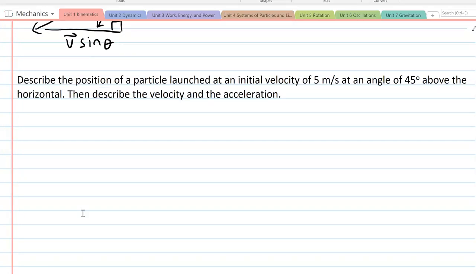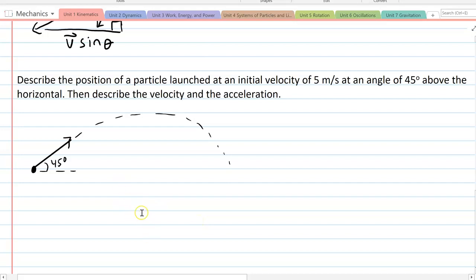So the first part tells us to describe the position of the particle launched at an initial velocity of 5 meters per second at an angle of 45 degrees above the horizontal. Then we should describe the velocity and acceleration kind of the same way. So let's look at that. I'm going to just draw a picture, because pictures really help, especially in physics. We have this angle of 45, and it probably goes something like this, right?